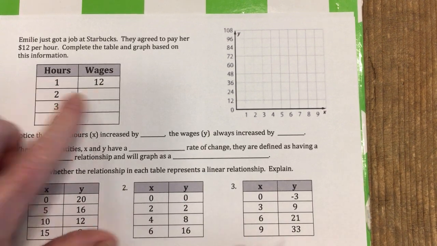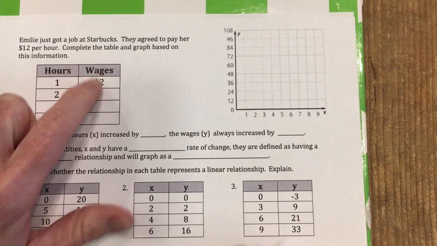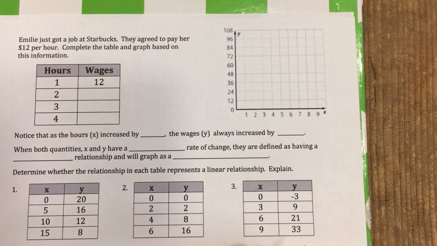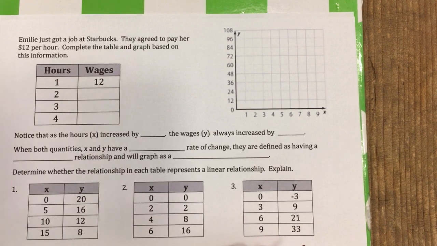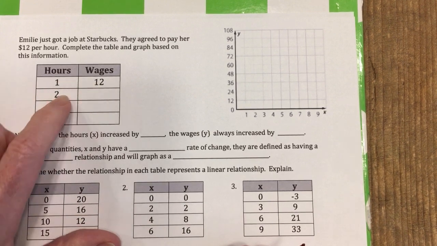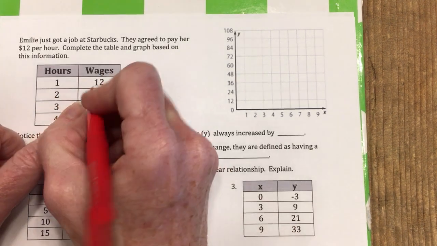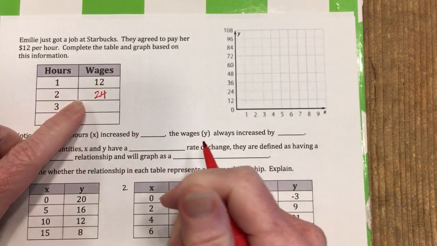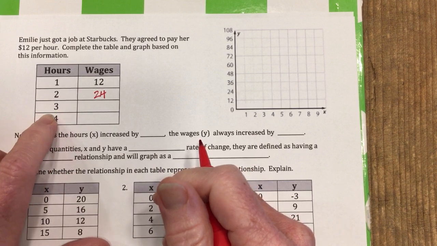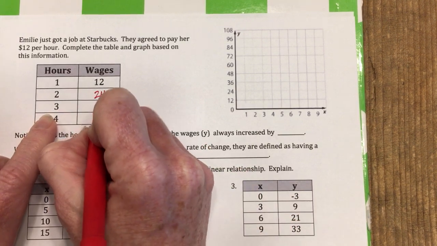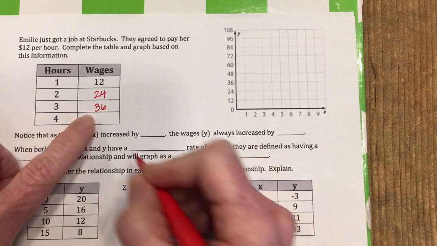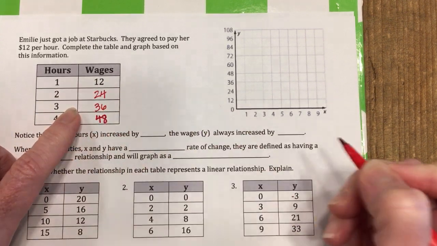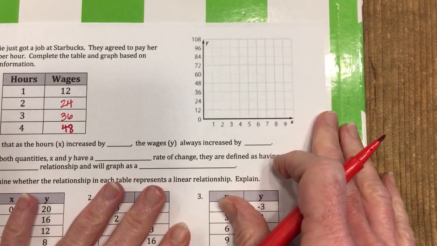Alright, so if she works 1 hour, she's going to get paid $12. Wages is just another name for her salary, or what she's getting paid. So 1 hour is $12, so 2 hours would be double that, or 2 times 12, which is 24. If she works 3 hours, that's 3 times 12, which is 36. And if she works 4 hours, that's 4 times 12, which is 48. Alright, so now we need to complete the table.